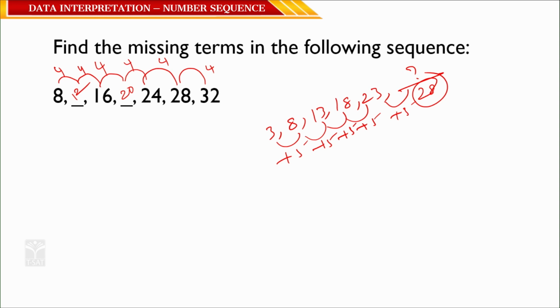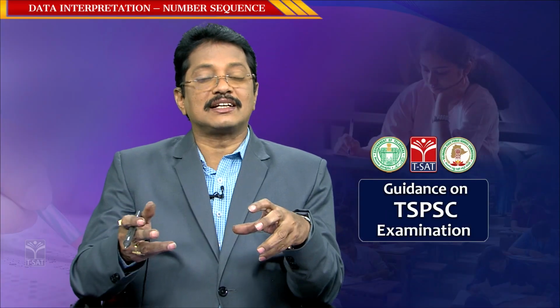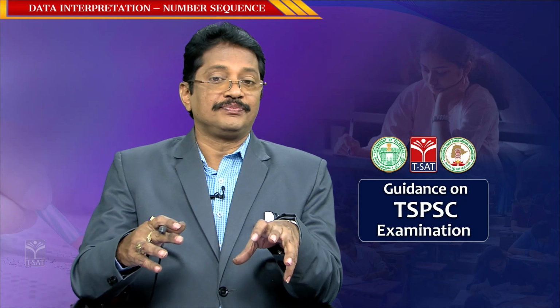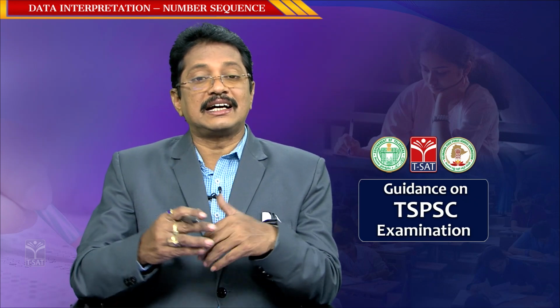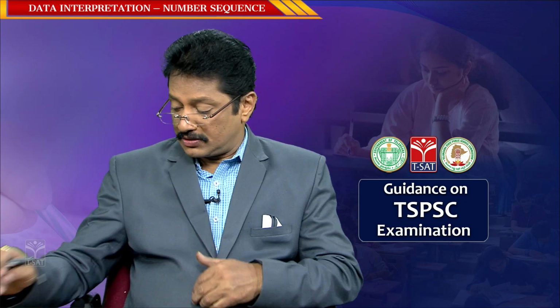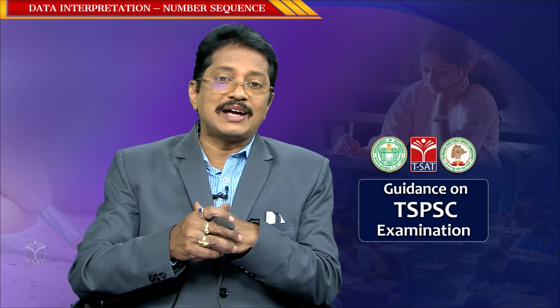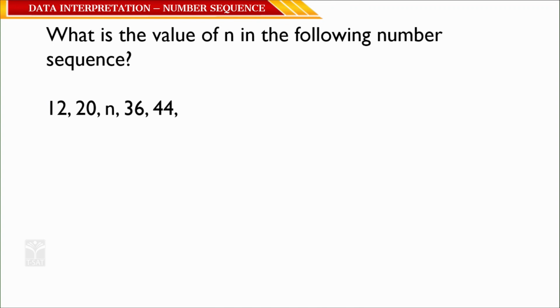There are so many series and sequences, and we will discuss all of them here to get a clear concept about sequence and series. Okay. Now we will see one more. What is the value of n in the following number sequence? 12, 20, n, 36, 44. Here you have to find it.